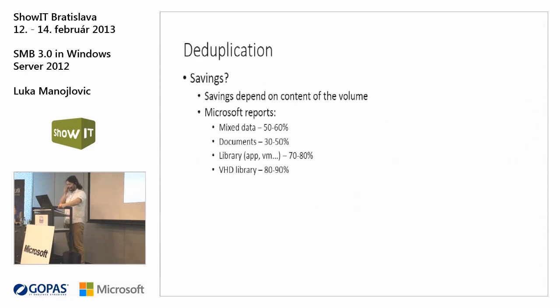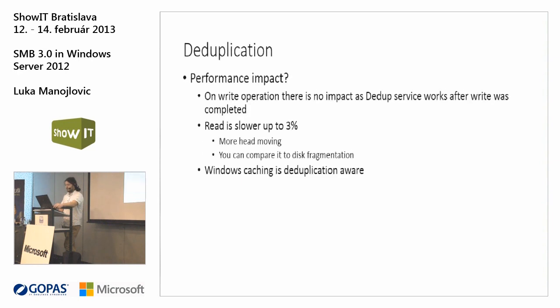What about savings? Microsoft reports that for mixed data you can have 50 to 60% savings, documents 30 to 50%, libraries 70 to 80%, and VHD libraries are really big savings, 80 to 90%. And it is really like that. For example, if you put two ISO images, Windows 7 and Windows Vista, and you run deduplication, you have 80% savings. Even though there is different code, I think that most parts are the same.